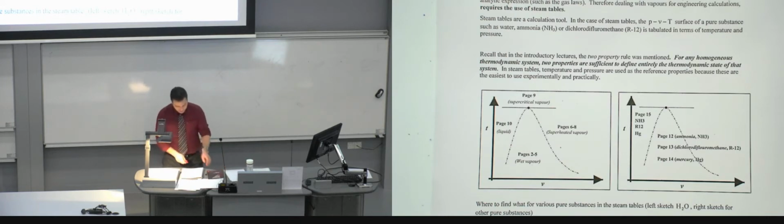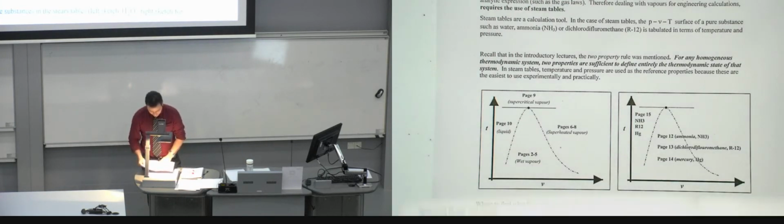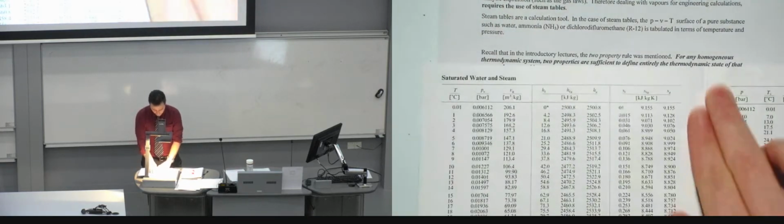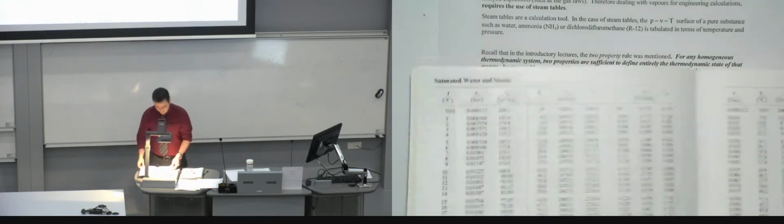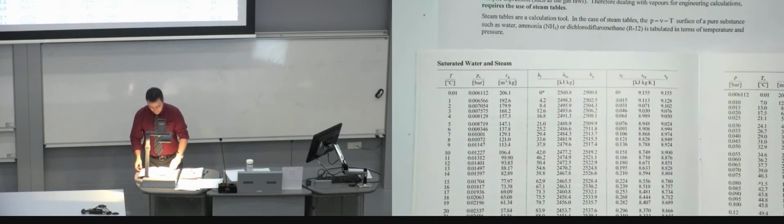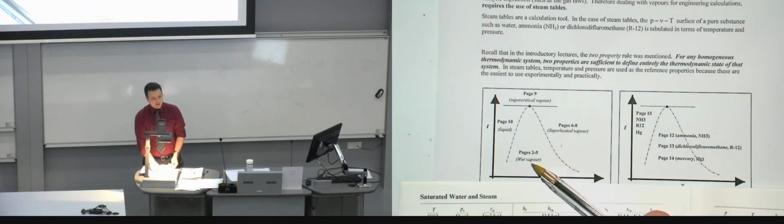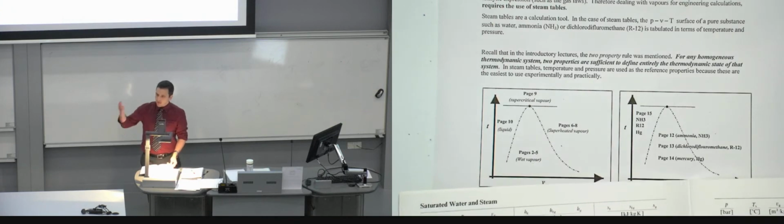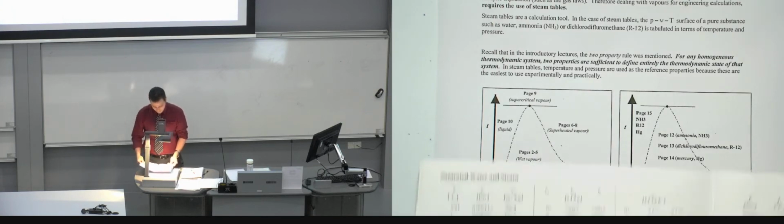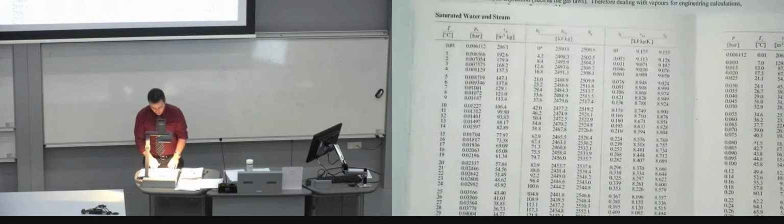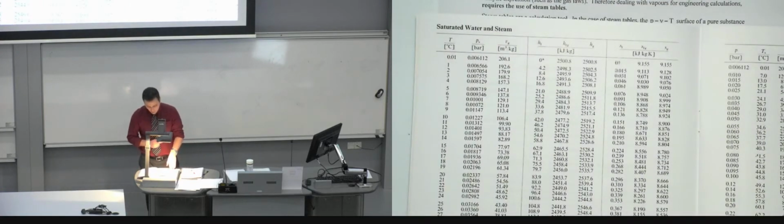Now, let's just start opening the steam table. Let's go, for example, to pages 2 to 5. Any page would do. If you've got a copy, just open one. Open page 2, for example. Based on this diagram, pages 2 to 5 would be looking at the wet vapor. So this is where we have the mixture of the liquid and the vapor. So let's just look at what we have.